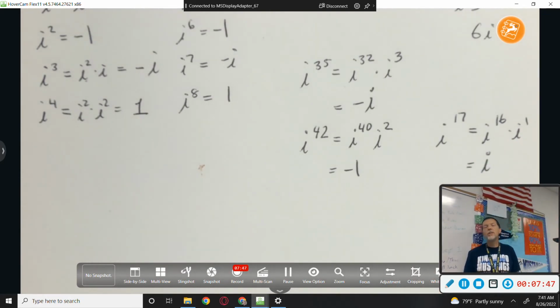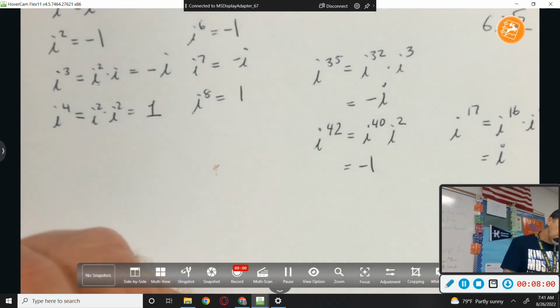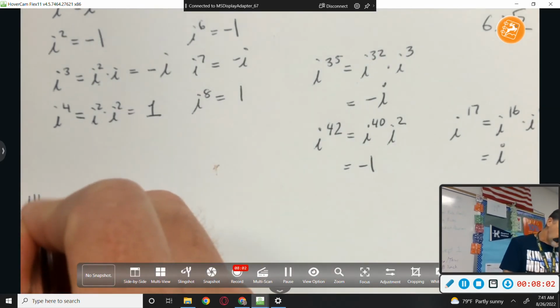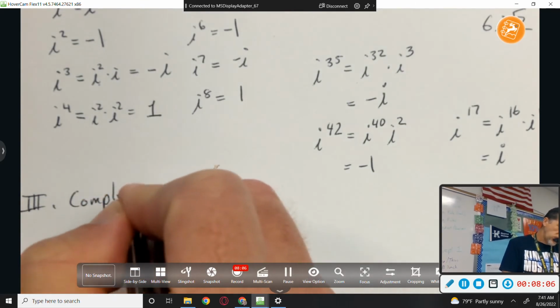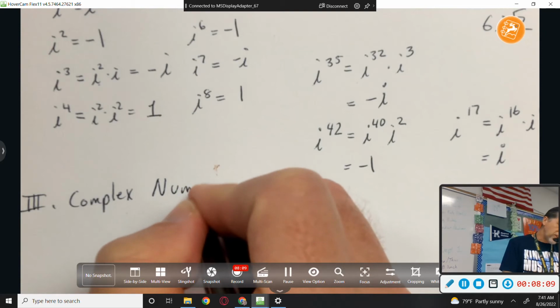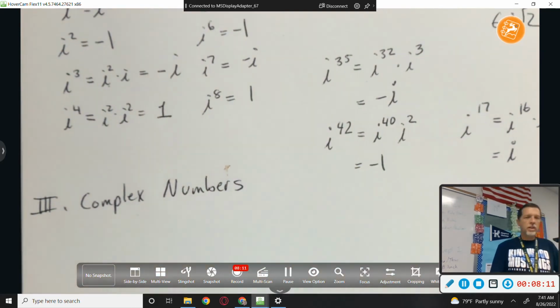So if you know your multiples of 4, it's not bad. If you don't know your multiples of 4, then you just got to count to 17, which it's not that bad to count up and still land at i. All right, all of those were imaginary numbers. Let's talk about complex numbers.